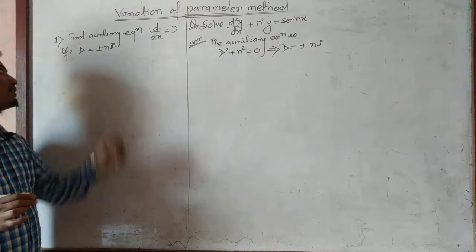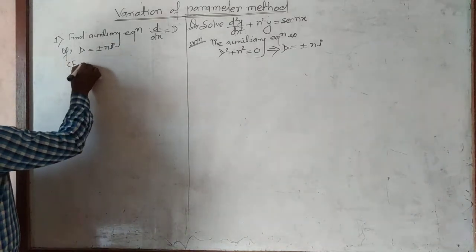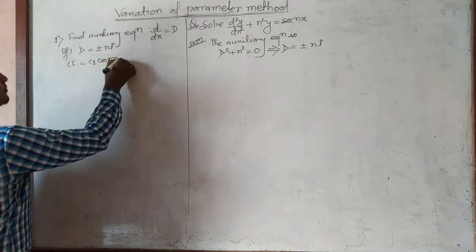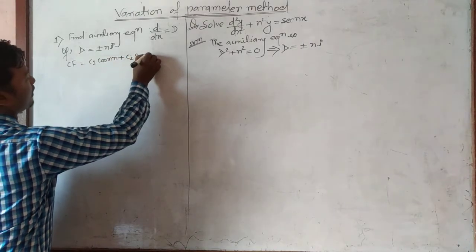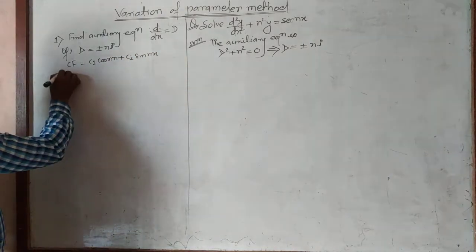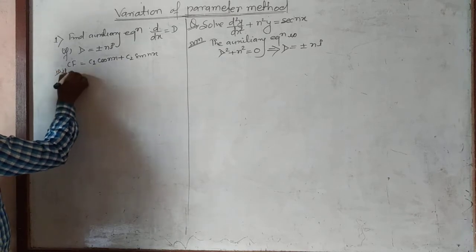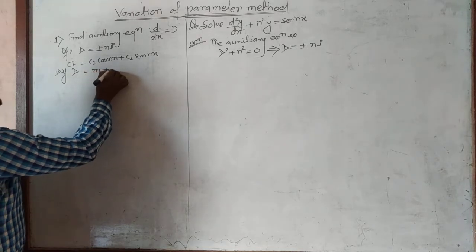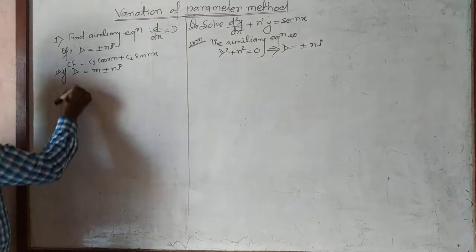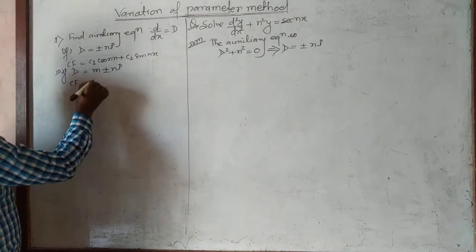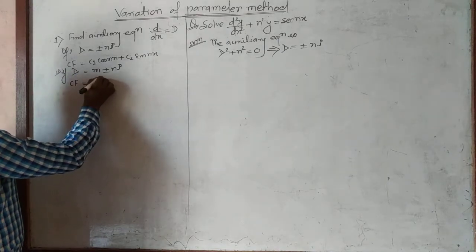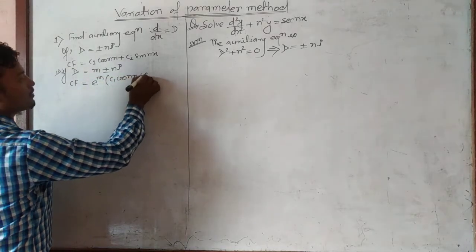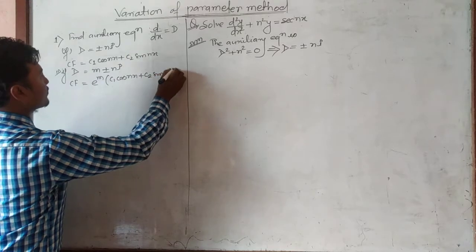At that time, its CF value is C1 cos nx plus C2 sin nx. If the value of D is equal to m plus minus ni, at that time the CF always is equal to e to the power mx, and here C1 cos nx plus C2 sin nx.